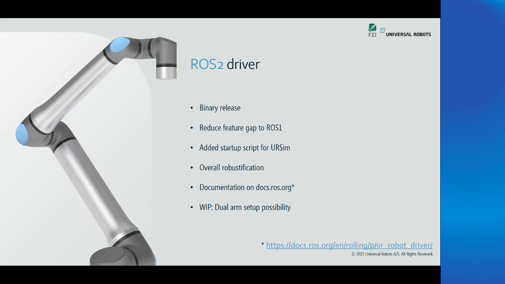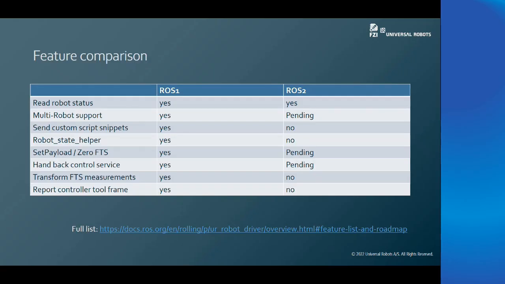For the feature gap between ROS1 and ROS2, the top two I've already talked about. We cannot send custom script commands to the robot at the moment on ROS2, which is something we'll have to look into a bit more deeply, because that's a restriction from the current ros2_control framework, but we'll find a way there as well.